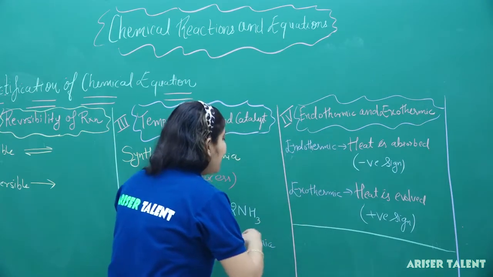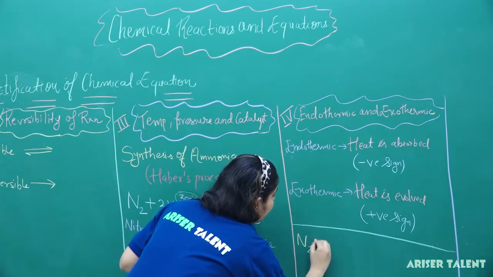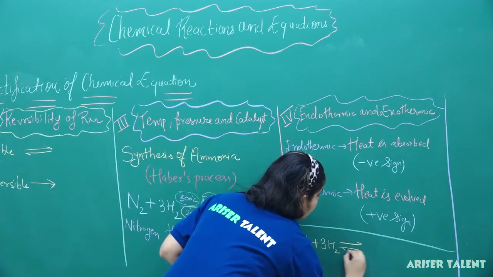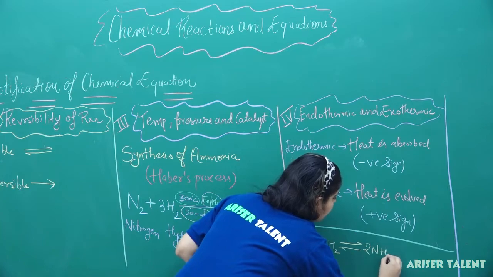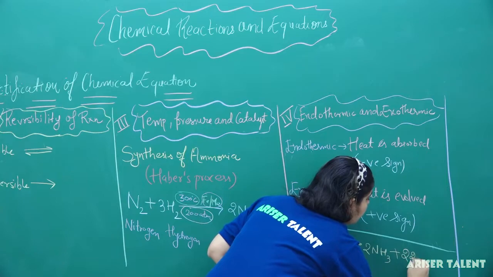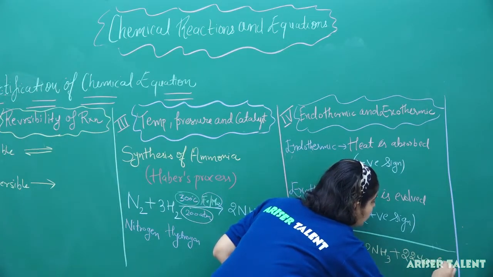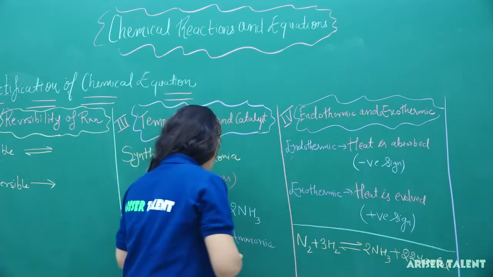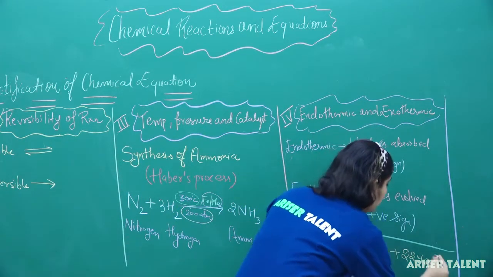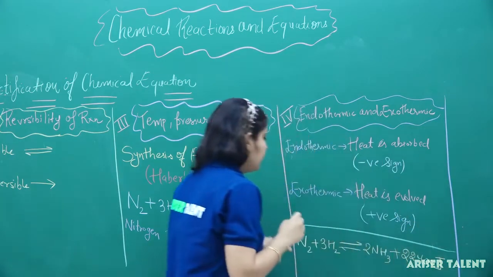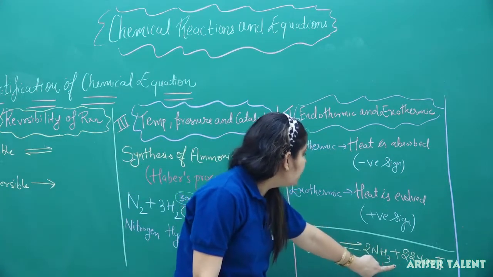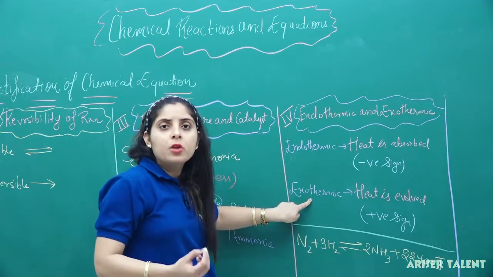Firstly, I am writing the equation N2 plus 3H2 gives us ammonia. In this process, 22400 joule energy is evolved. We can write the unit of energy in joule. This is the formation of ammonia, and I am showing a plus sign here. It means the reaction will be exothermic in nature.